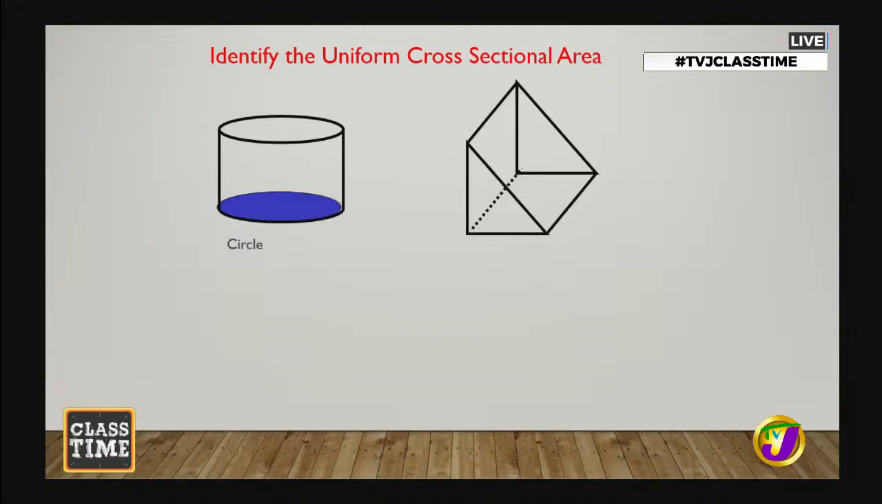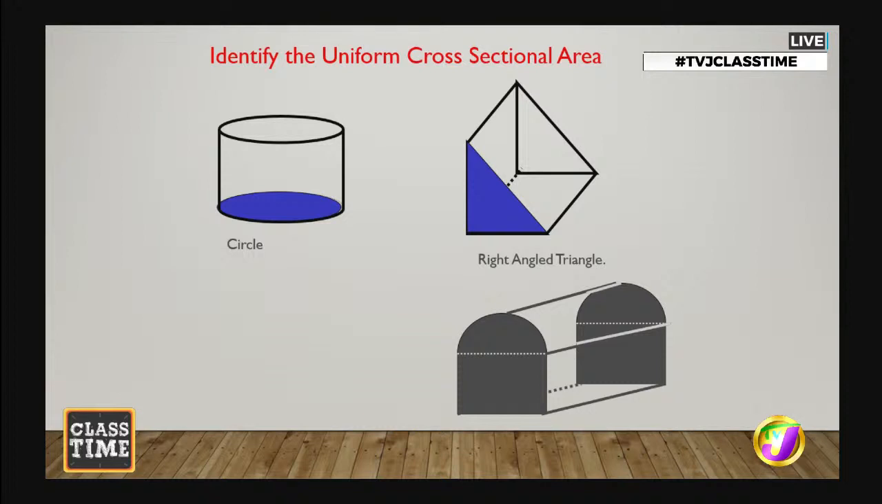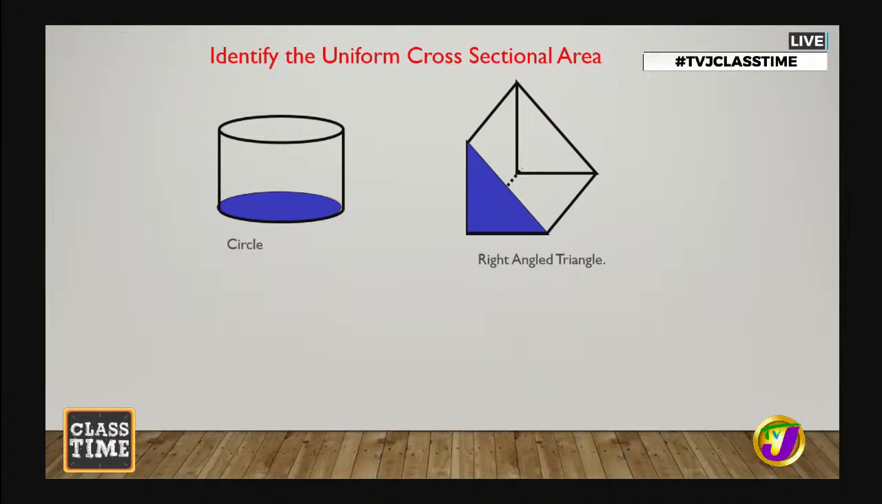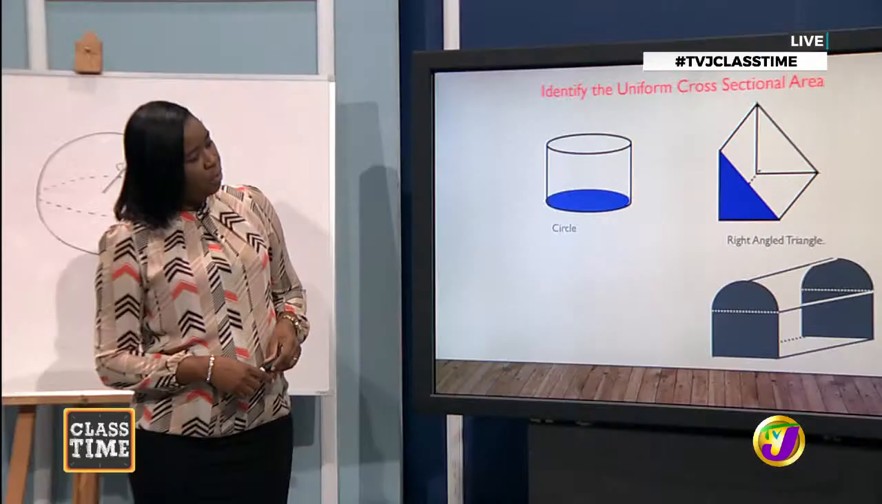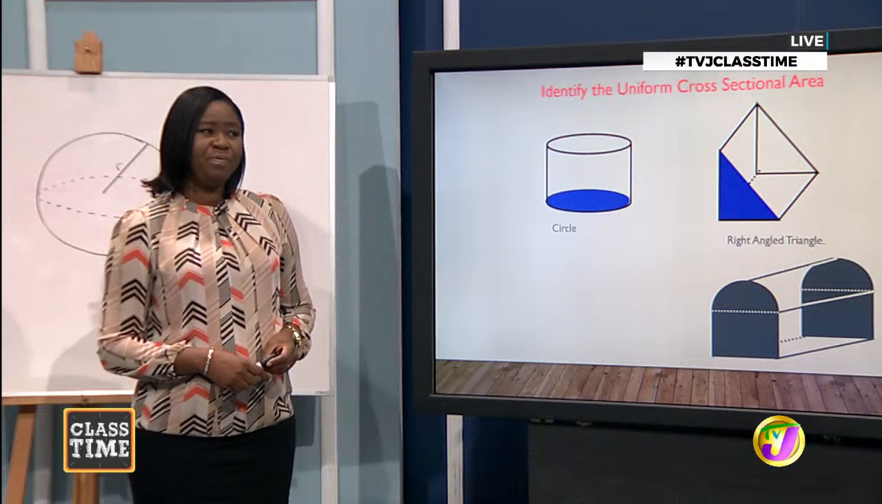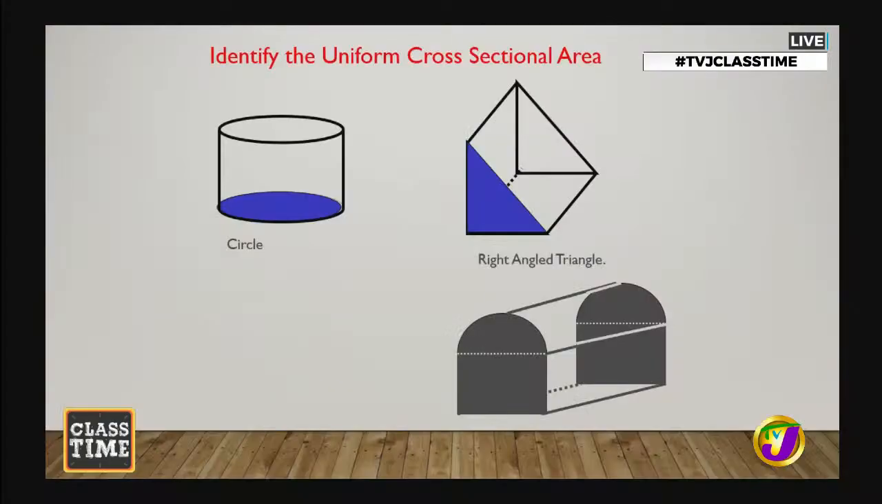Now, what about this? Okay, in that case, I am seeing a right-angled triangle as the uniform cross-section. Yes, you're correct. So a right-angled triangle would be the shape that would be maintained if we cut consistently throughout this solid. And here we have this shape. Wow. This seems to be, I'm seeing a semicircle. At the top? At the top, and then I am seeing a rectangle. At the bottom. At the bottom. Right. So this one has 2 cross-sectional areas.